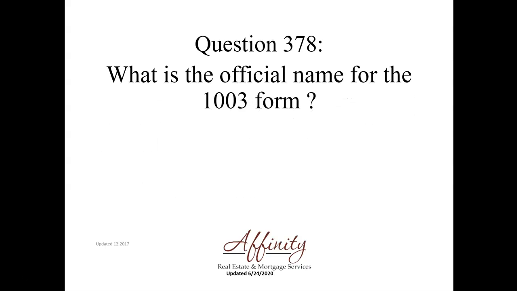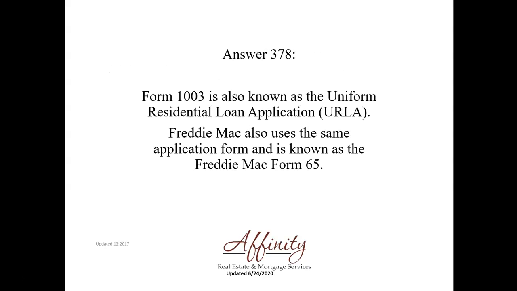Question 378. What is the official name for the 1003 form? Form 1003 is also known as the Uniform Residential Loan Application, acronym URLA. Freddie Mac also uses the same application form, and it is known as the Freddie Mac Form 65.